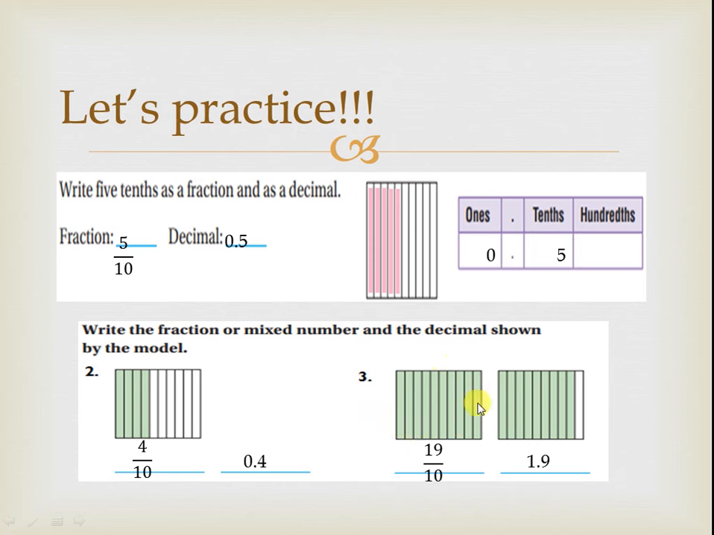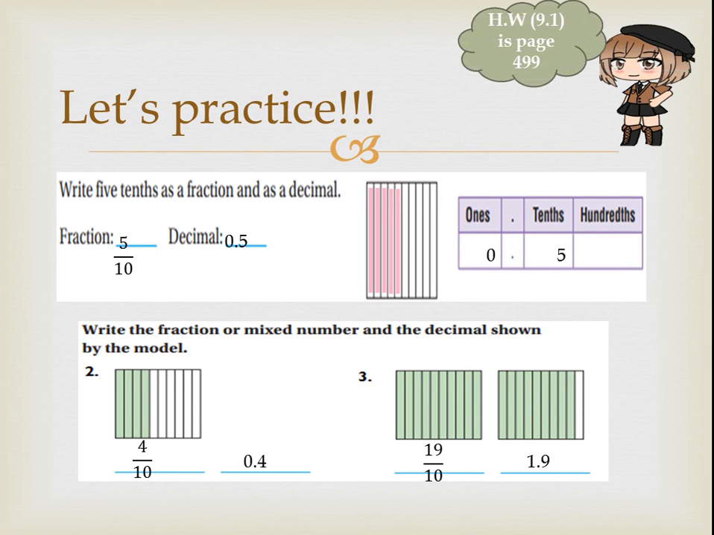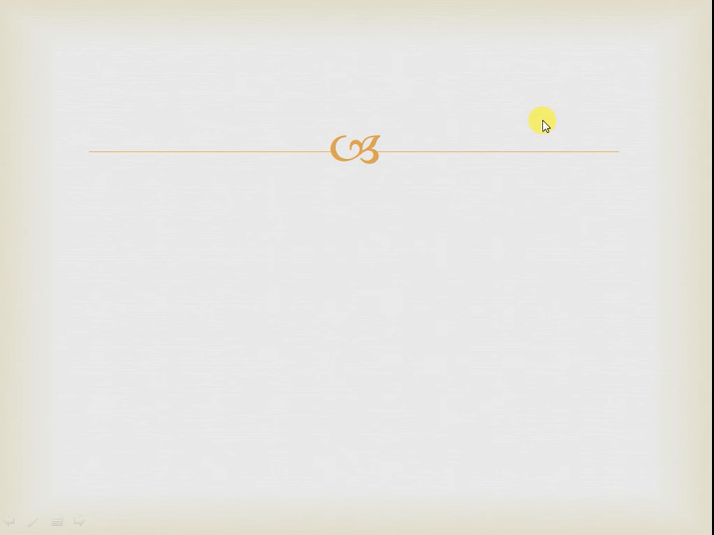Let's write it as a decimal. This is 1 whole. So we write it in ones place, 1. Then after that comes the decimal point. Here, you can imagine it's here. Then how many tenths? It's 9/10. So this is 1 and 9/10, or 1.9. This is lesson 9.1. So please do the homework on page 499. Let's do more practicing.